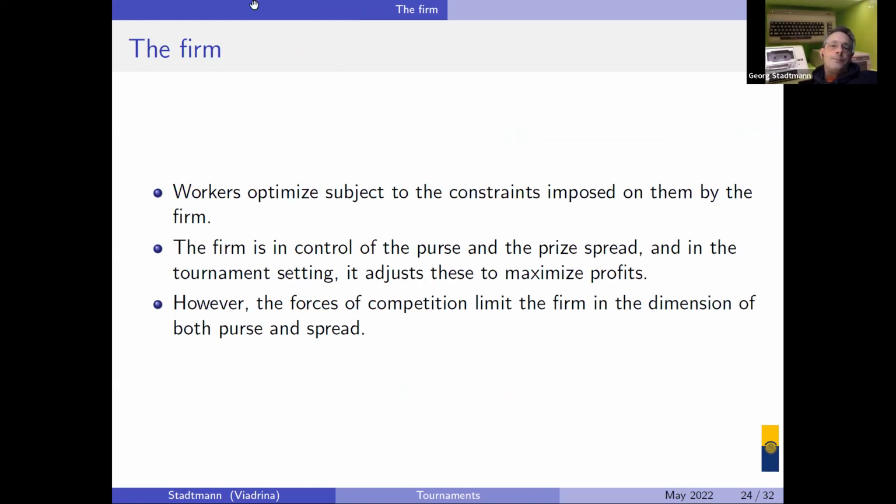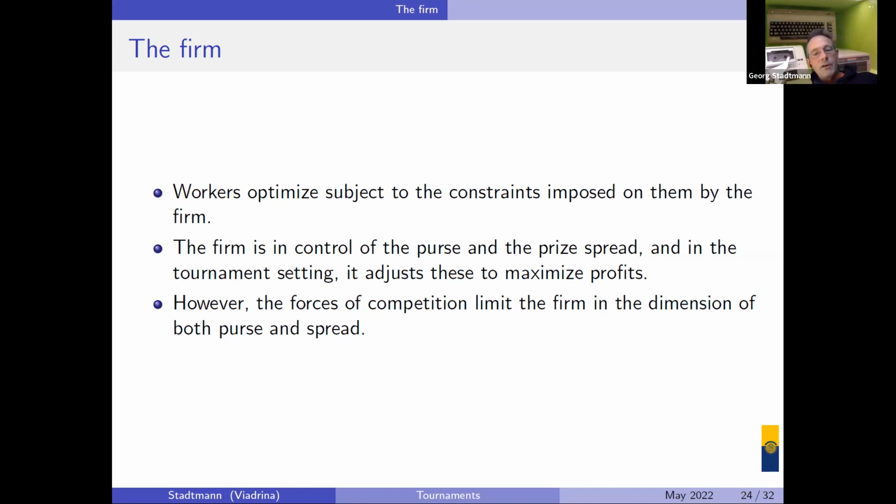Okay, what about the firm? The workers, the athletes, optimize subject to the constraints imposed on them by the firm. The firm still writes the contract. The firm is in control of the purse and the price spread. And in the tournament setting, it adjusts these two elements in order to maximize profits. However, the forces of competition limit the firm in the dimension of both purse and spread.